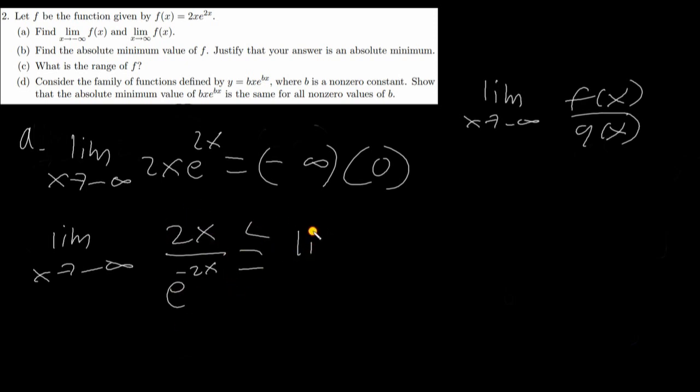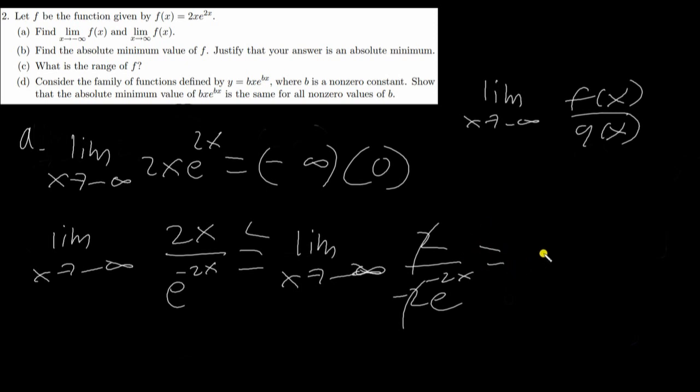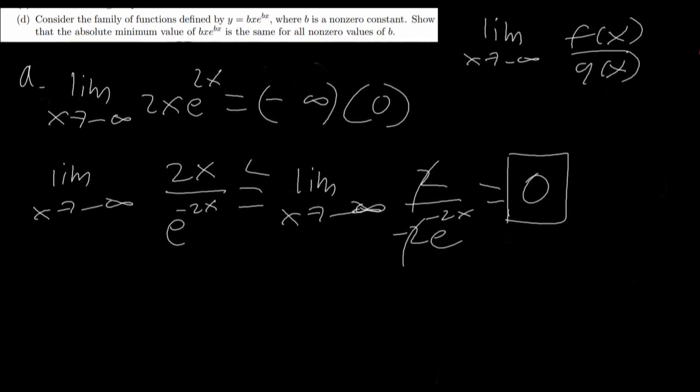So I'm going to get the limit as x approaches negative infinity of 2 over negative 2 e to the negative 2x. These are going to cancel, and that's going to give me 1 over, well, the negative and the negative are going to make positive infinity. So 2 over e to the positive infinity is 2 over infinity, which is 0. Okay, that's the correct answer for the first part of part A, and that would get you 1 point.